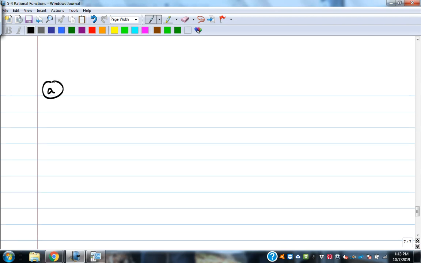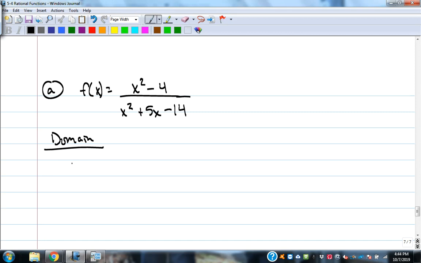So the first example, let's just do f of x is equal to x squared minus 4 over x squared plus 5x minus 14. There's our rational function. So what's the very first thing that we should do? Find the domain. Okay, so let's do that. How do we do that? Denominator equal to 0. Very good.